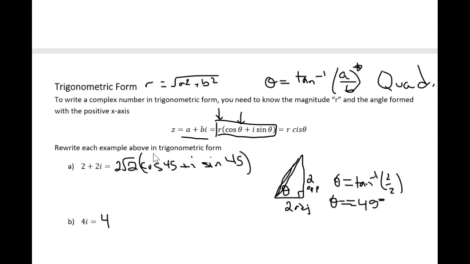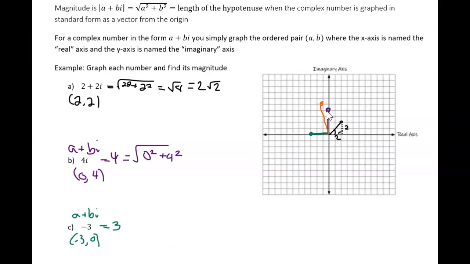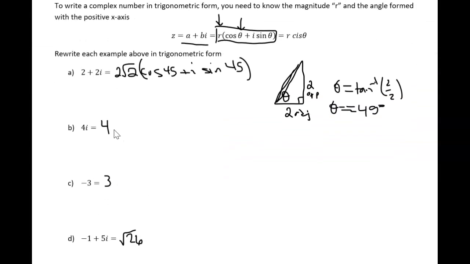The next examples are a little bit easier, so B and C specifically. Let's take a look at B. B was graphed straight up and down vertically. Well, that angle is just 90 degrees. We know this. We've memorized our 4 major quadrants. Same thing over here, -3 is just 180. So this one is just simply 4, and I'm going to use the shorthand version, cis 90. And this one is 3 cis 180. Just make sure that you don't mistakenly put a negative on this answer, because the 180 takes care of the fact that cosine is negative, since cosine of 180 is -1.